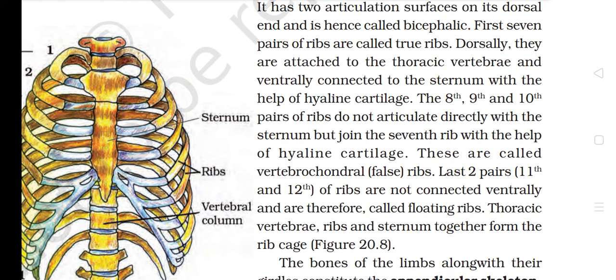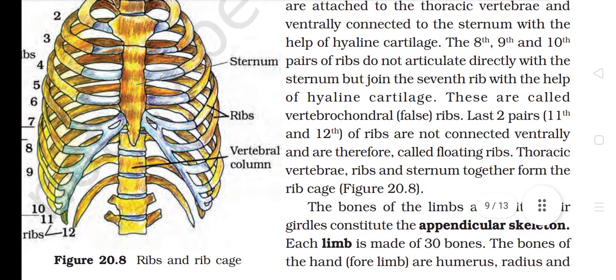The 8th, 9th, and 10th pairs of ribs do not articulate directly with the sternum but join the 7th rib with the help of hyaline cartilage. These are called vertebrochondral false ribs. Last two pairs, 11th and 12th of the ribs, are not connected ventrally and are therefore called floating ribs. Thoracic vertebrae, ribs, and sternum together form the rib cage.